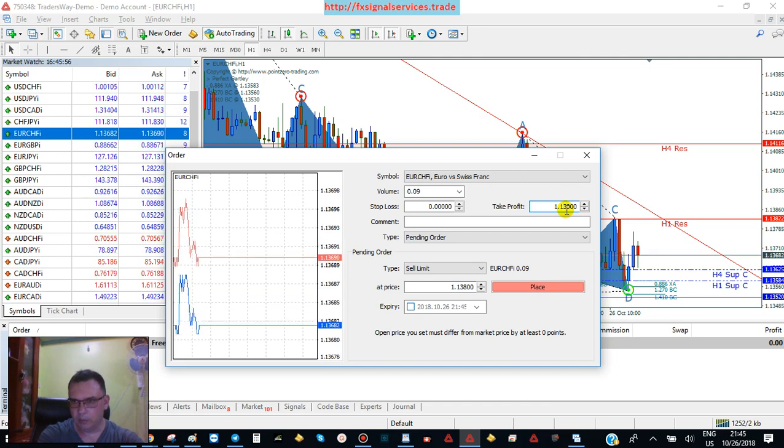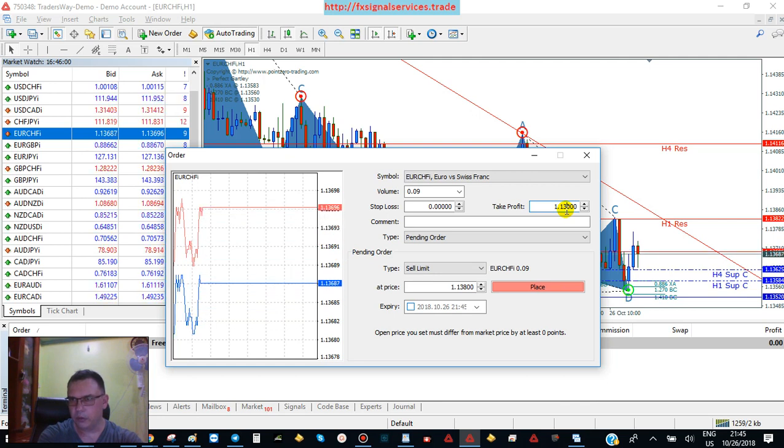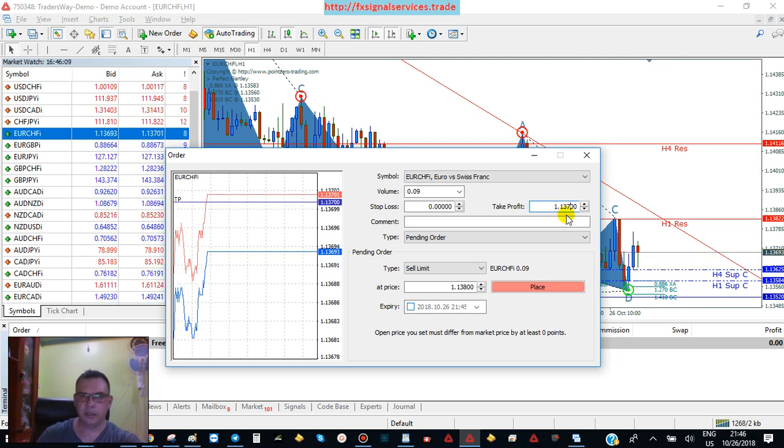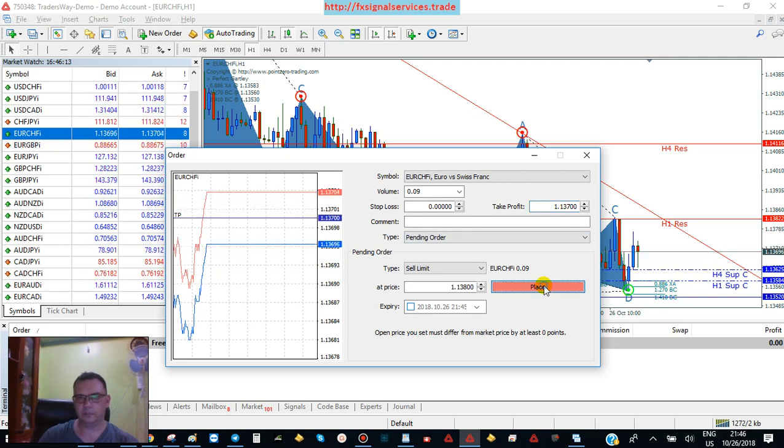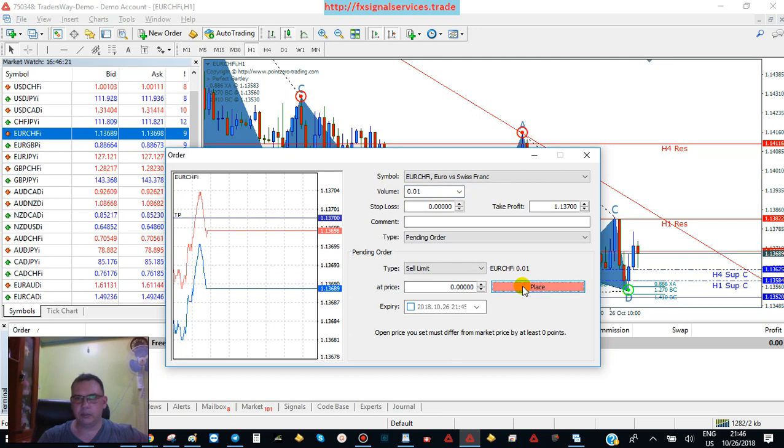Okay, and then take profit will be a little bit above the H1 support or H4 support. Probably 1.13. We do 700, okay, just to be safe. Okay, that's 100 points or 100 pips of profit. All right, we'll choose a penny lot. Make sure you always choose the correct lot size for your account balance. This is only for demo.